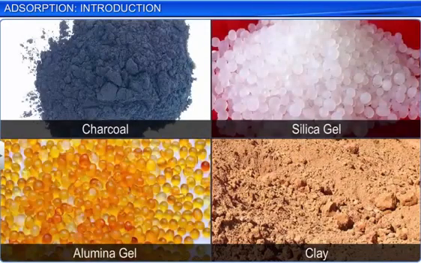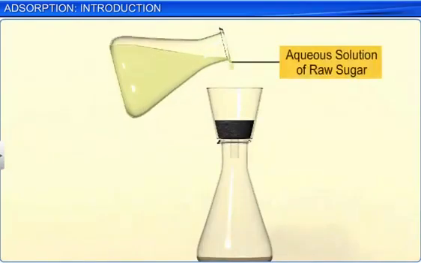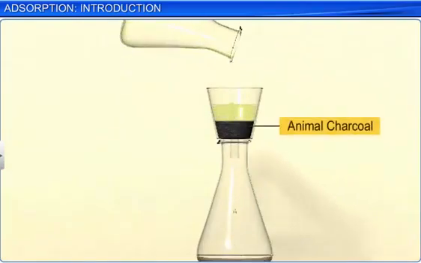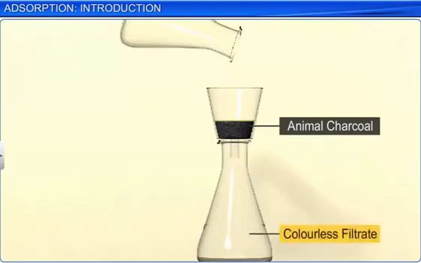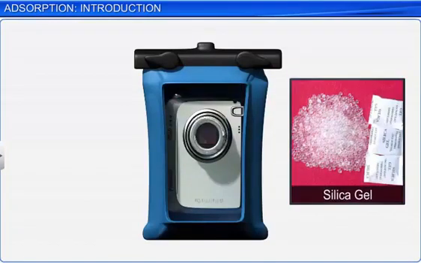Let's look at some examples of adsorption. While clarifying sugar, an aqueous solution of raw sugar is passed over beds of animal charcoal. The animal charcoal adsorbs the undesirable colors, and a colorless sugar solution is obtained. When delicate electronic equipment is stored, silica gel is used as a dehumidifier, since it makes the air dry by adsorbing the water molecules present in it.